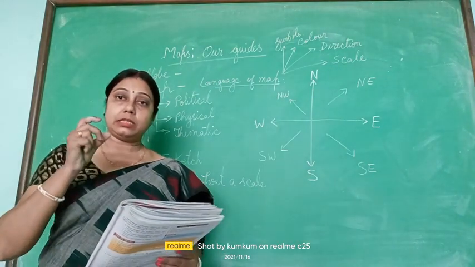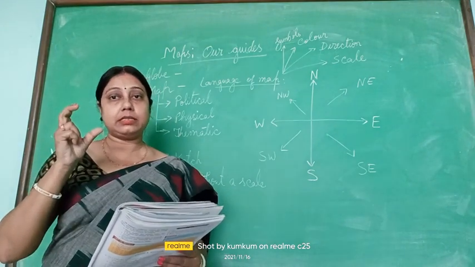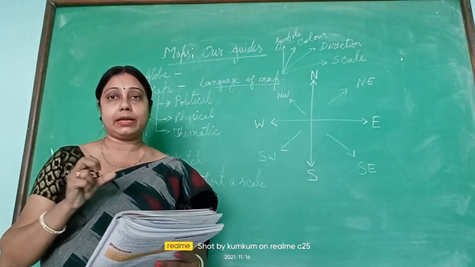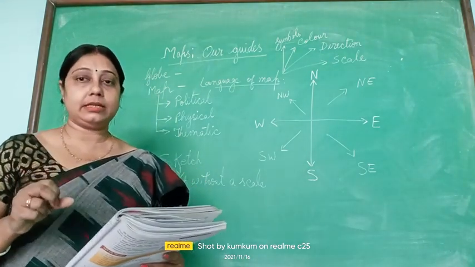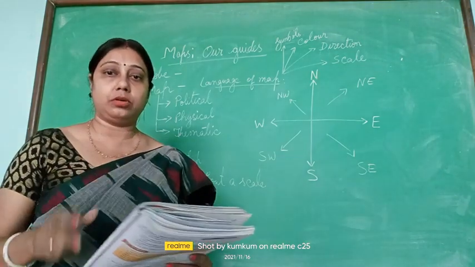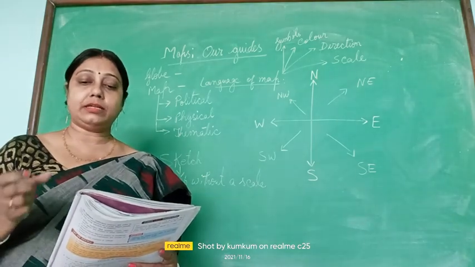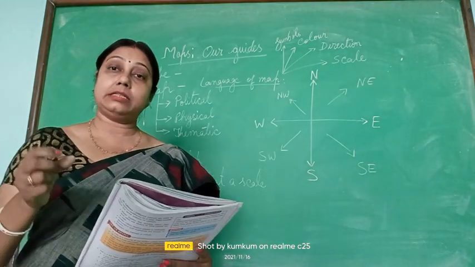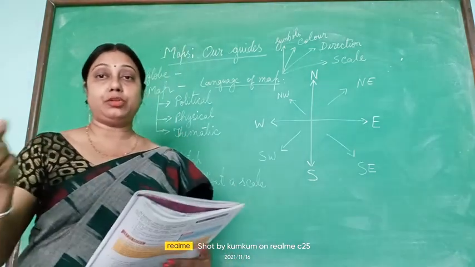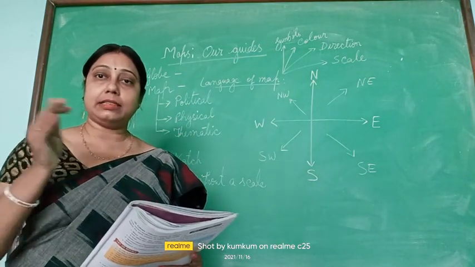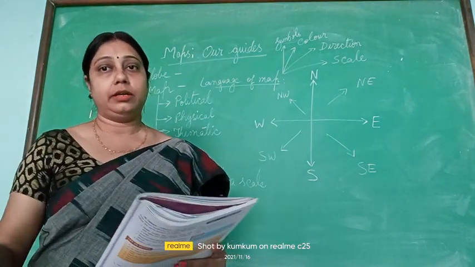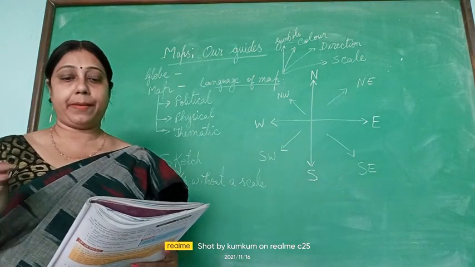So it is fixed to measure. The distance is reduced and compact to a certain extent so that it can be clearly shown on a piece of paper. Scale can be defined as the ratio between the distance on the map and the distance on the ground. That means the ratio between the actual distance and the distance which we are going to draw on the paper.